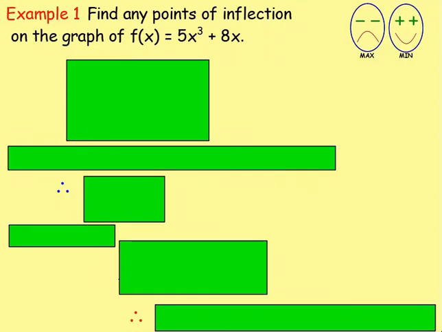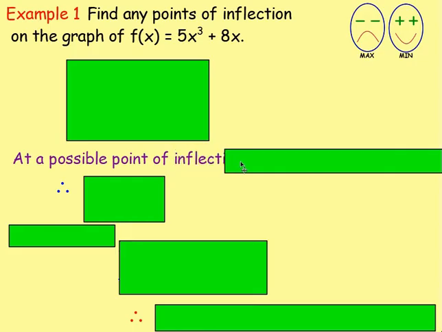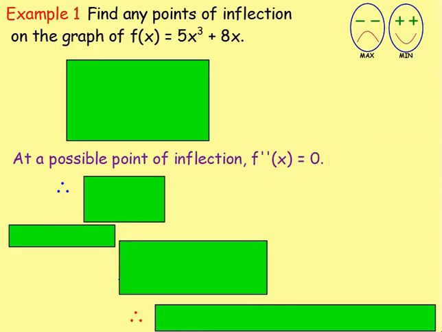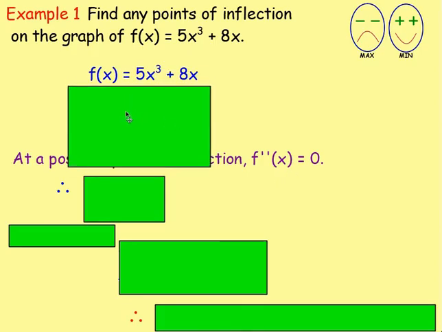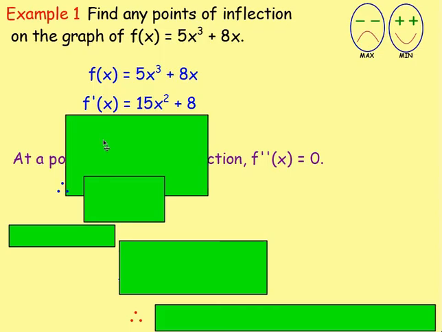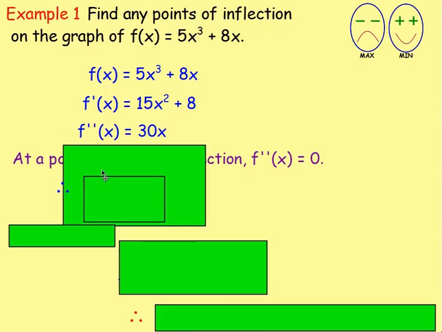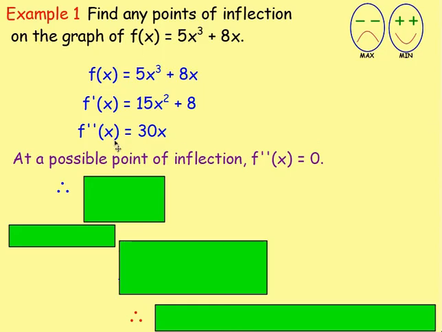Example 1, find any points of inflection on the graph of f of x equals 5x cubed plus 8x. So we know that at a possible point of inflection, the second derivative equals 0. So we're wanting to get the second derivative here. So f of x equals 5x cubed plus 8x. The first derivative, f dash x, will be 15x squared plus 8. The second derivative will be 30x.